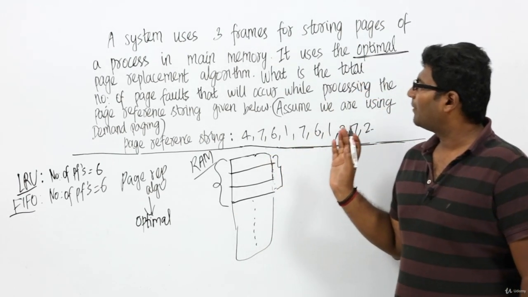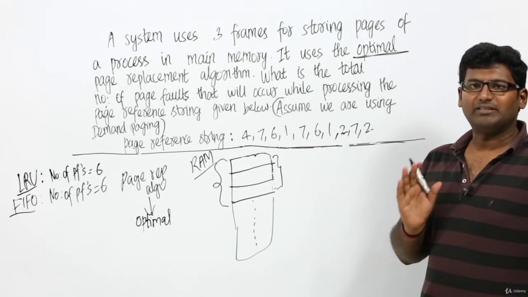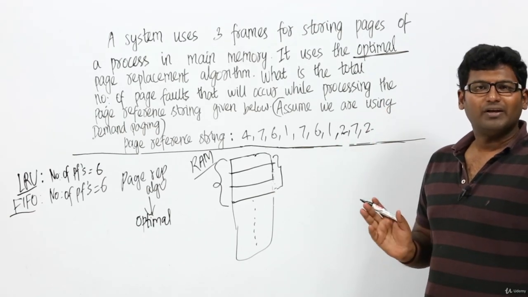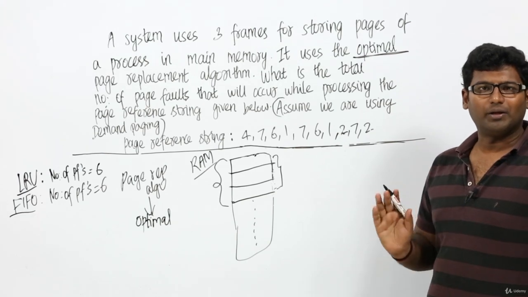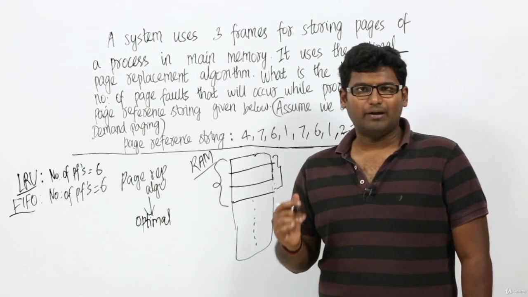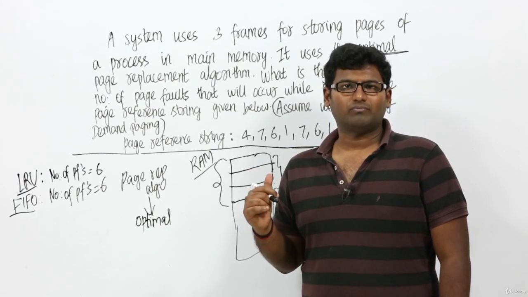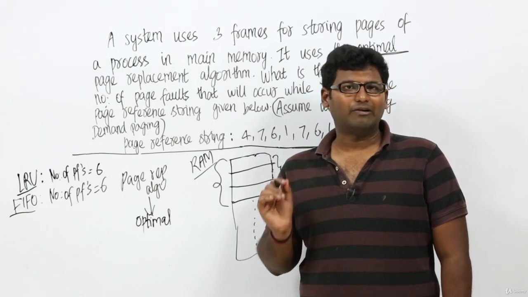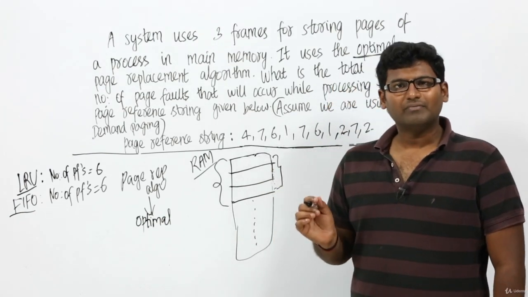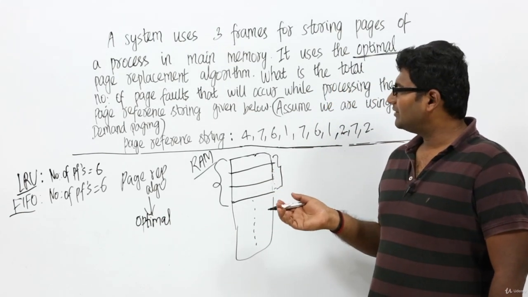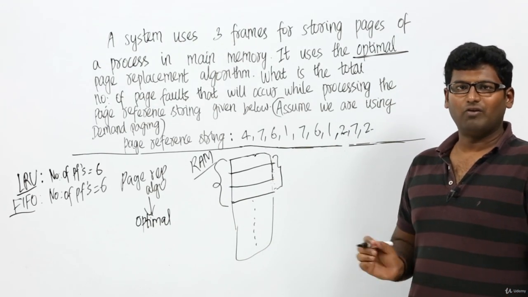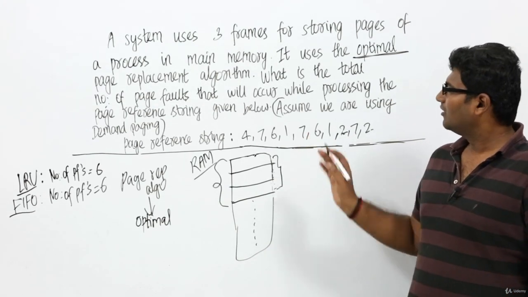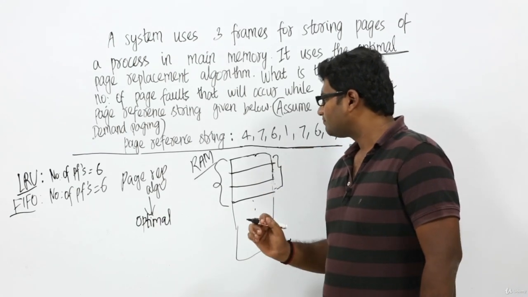Coming to optimal page replacement algorithm, it is the best algorithm, which means the number of page faults will be the least. You cannot find an algorithm which will have fewer page faults than optimal. Optimal is the best page replacement algorithm considering the page faults. But there is a small disadvantage, which we will see later. First, we will understand how this algorithm works.